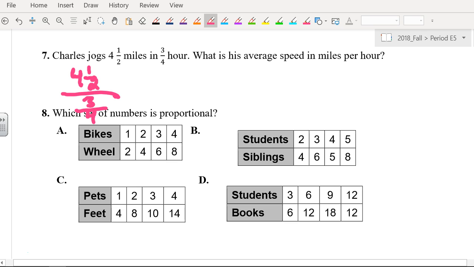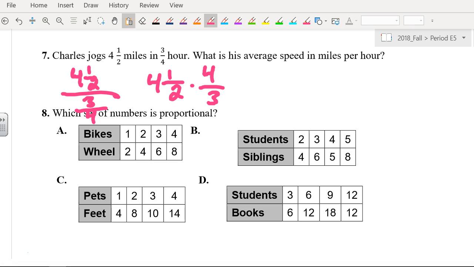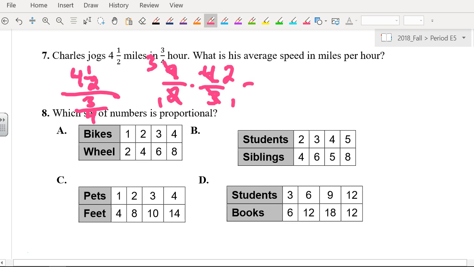Okay? So then we do 4.5 times 4 over 3. And we know that 4.5 could be changed to 9 over 2. And then we just reduce. Hooray for reductions. Okay, the answer is 6. 6 miles per hour.